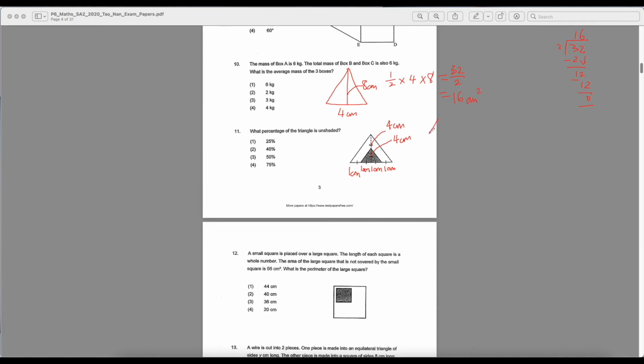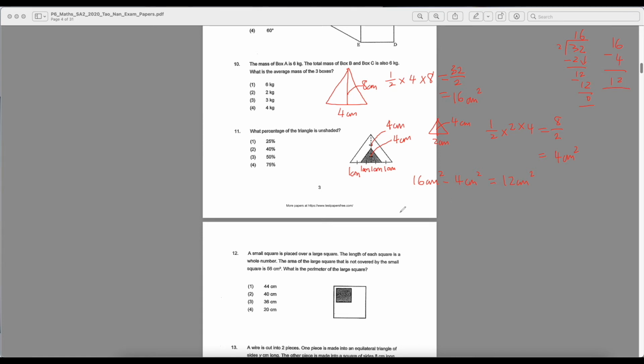So now I'm gonna draw the small triangle. My base is 2 cm. My height is 4 cm. So the area of this triangle is half times 2 times 4, which equals 8 over 2. Because 2 times 4 is 8, so I'm going to get 4 cm square. Okay, so what percentage is unshaded? Unshaded, I will take the bigger one minus the smaller one. So I'm going to get 12 cm square. Let me just do the working here for those who need it.